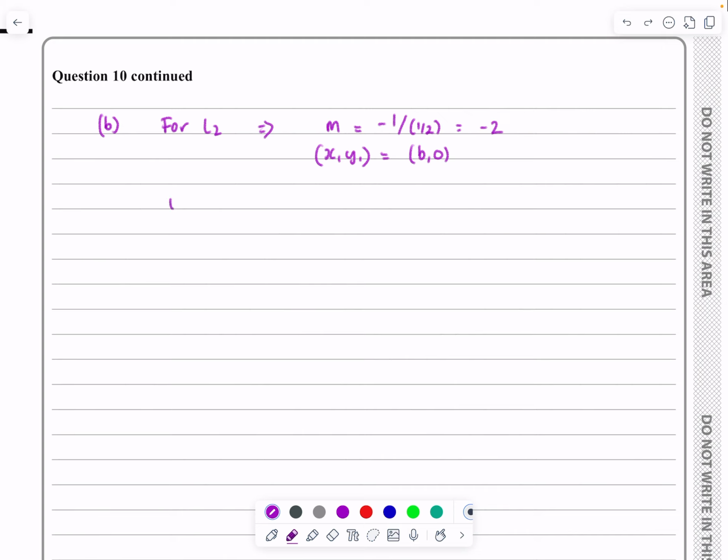So y minus y1 is going to be equal to m times x minus x1, and I know that m is equal to minus 2. I know x1 is equal to b, and I know y1 is equal to 0. So subbing all that in, y minus 0 is going to be equal to minus 2 times x minus b. So in other words, y equals minus 2x plus 2b. So part B done.